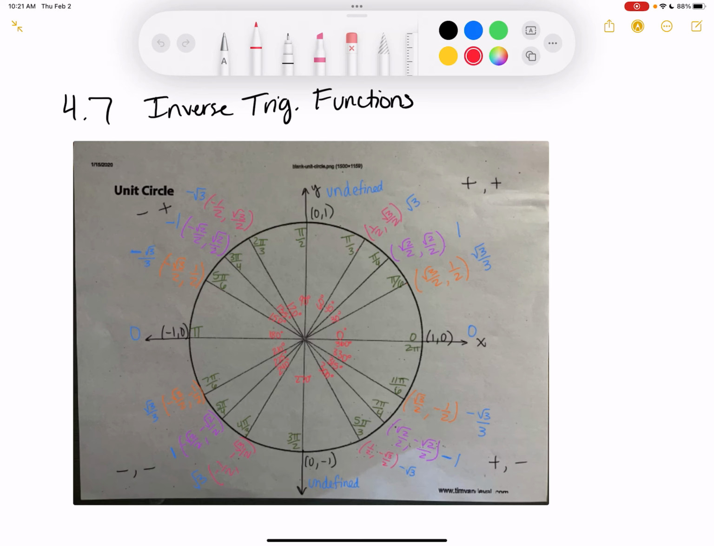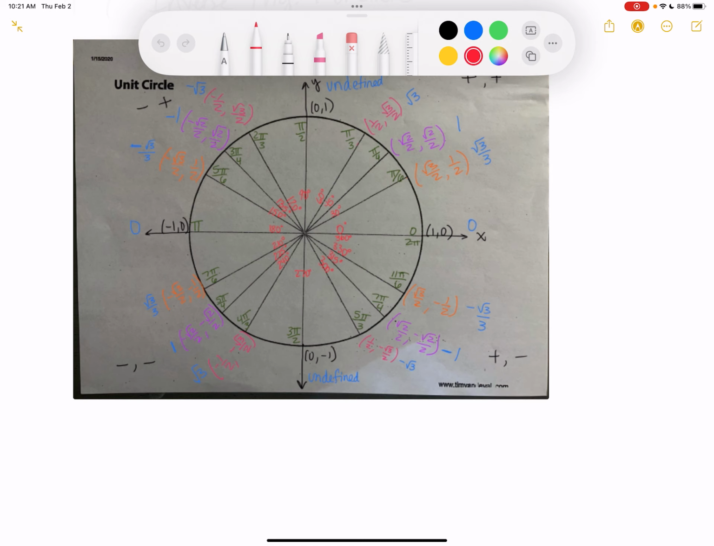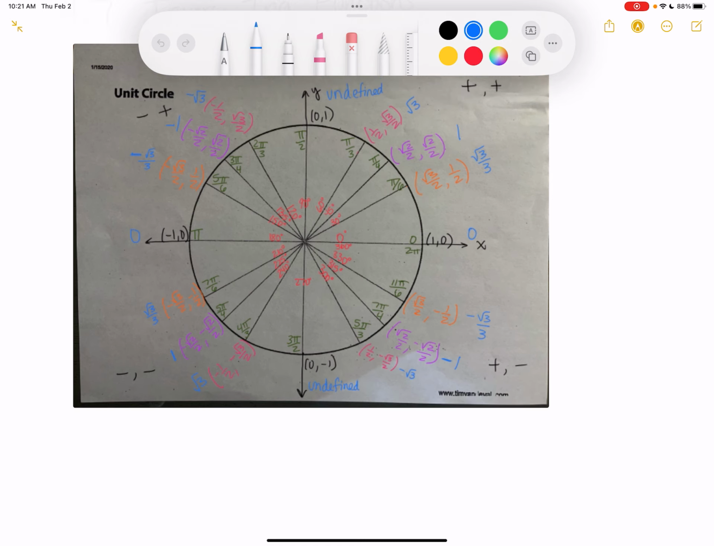About the blood. Yeah, that makes sense. Oh yeah. All right. So find the exact value, meaning from the unit circle.